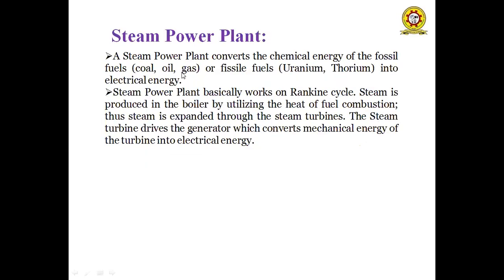Already we discussed that the chemical energy of the fuel gets converted into mechanical energy, and this mechanical energy gets converted into electric energy. The basic principle of the steam power plant is the Rankine cycle. Steam is produced by the boiler by utilizing the heat of fuel combustion, and this is expanded in the steam turbine, which is connected to the generator and converts the mechanical energy into electrical energy.